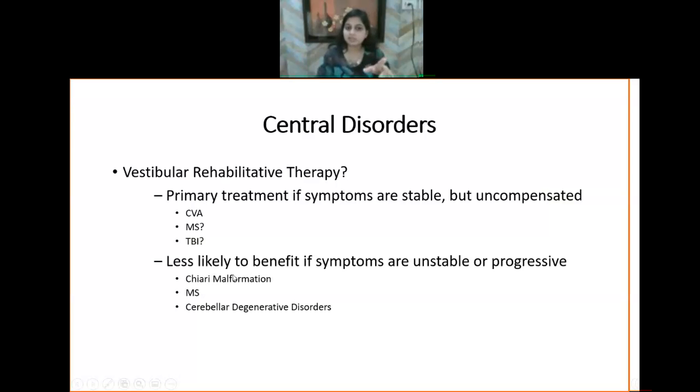Now, with some neurological conditions, if they are not stable central conditions, we do not get good results. But if they are stable, we can definitely indicate them for vestibular rehabilitation or rehab therapy. So that covers peripheral conditions related to the vestibular system.